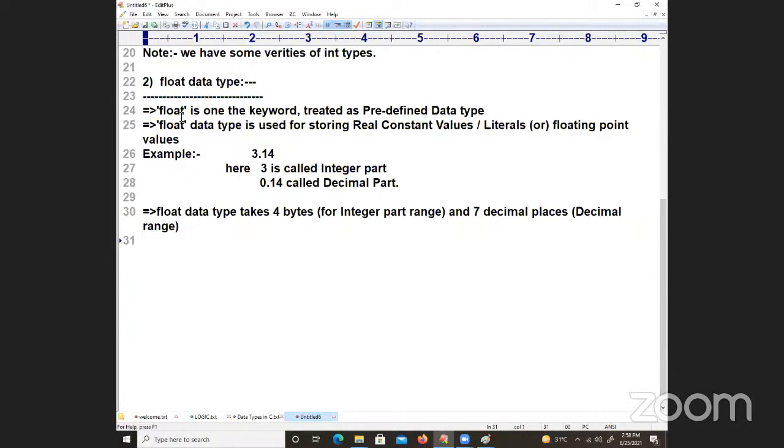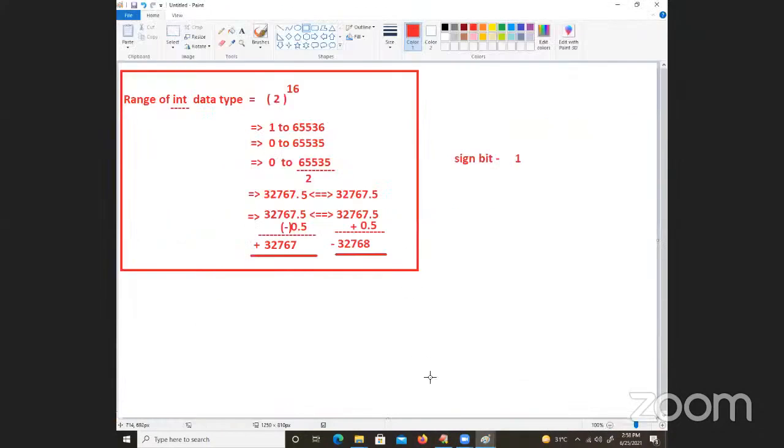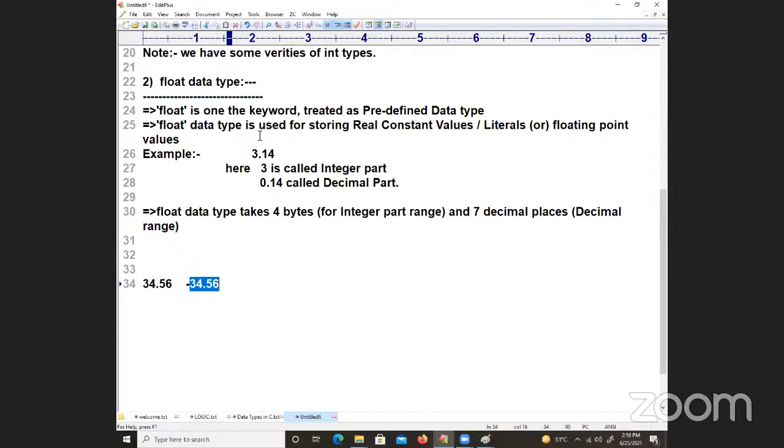And once again, here also what will be there? So 3.14. In that, what will be there? So for example, 34.56, minus 34.56. This also will be there. 34.56 is the positive side, and this is called the negative side. I hope with my calculation you got it. Same thing you can calculate for this 4 bytes also.